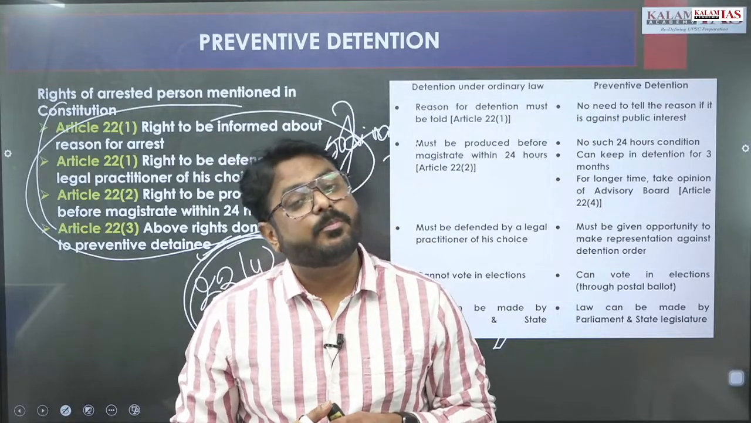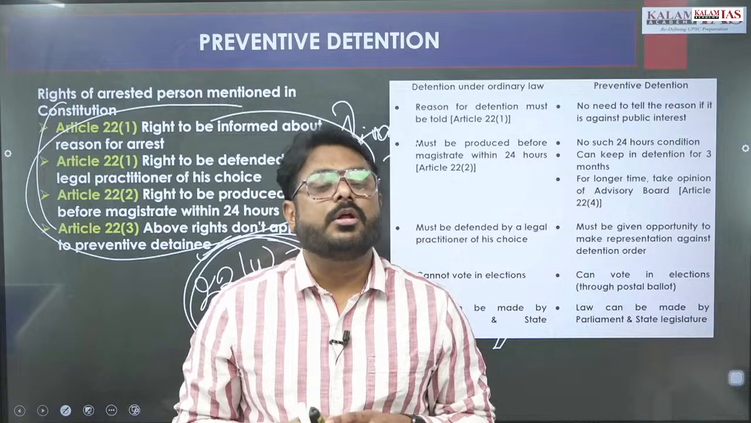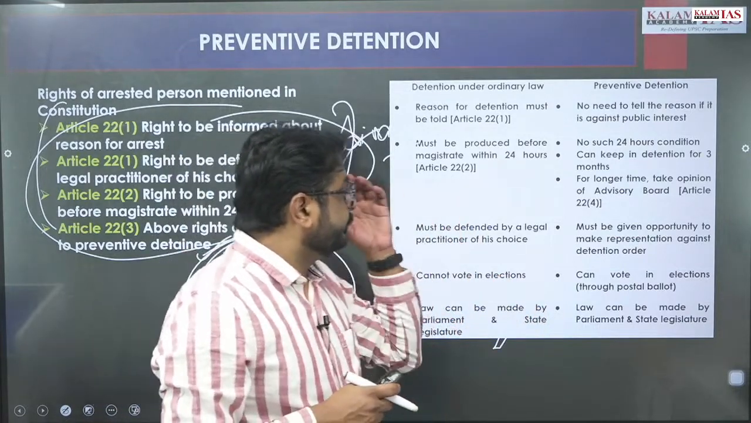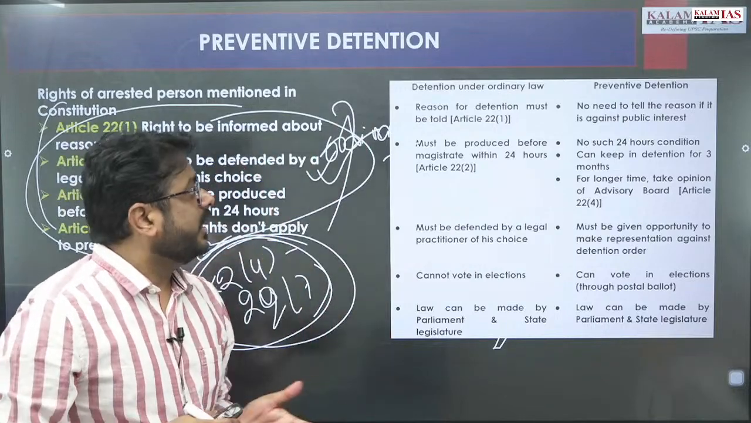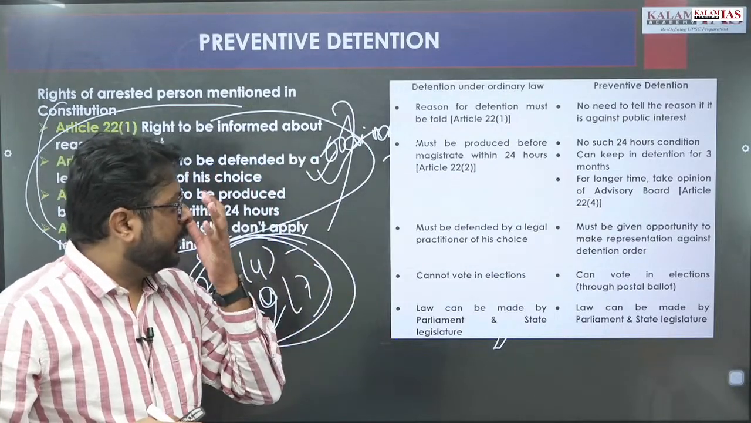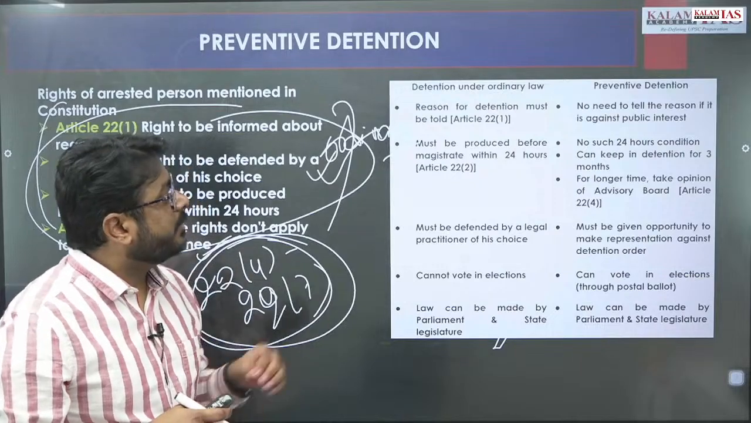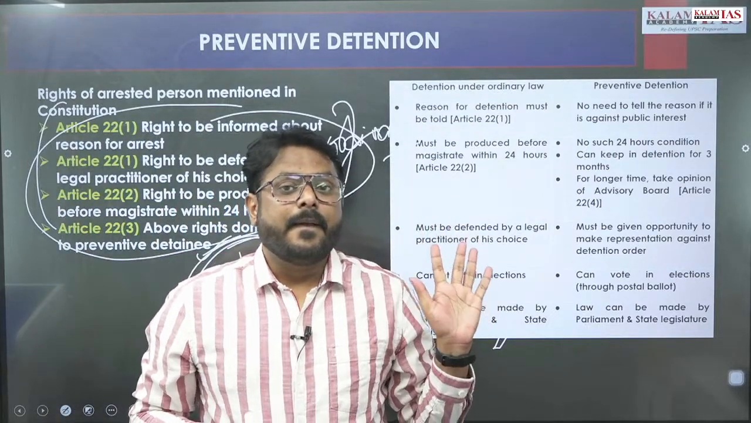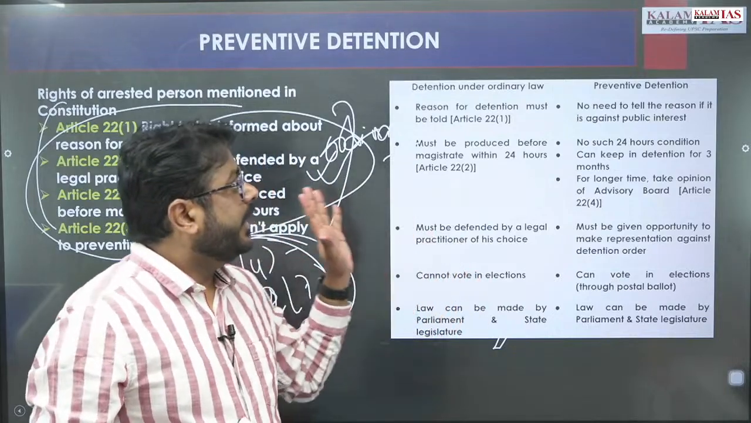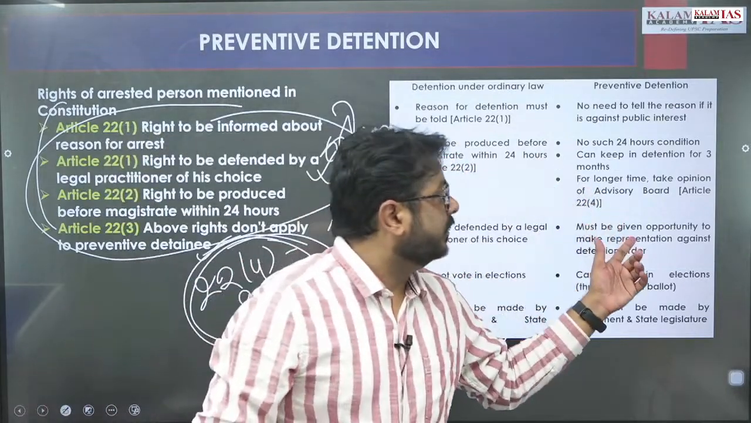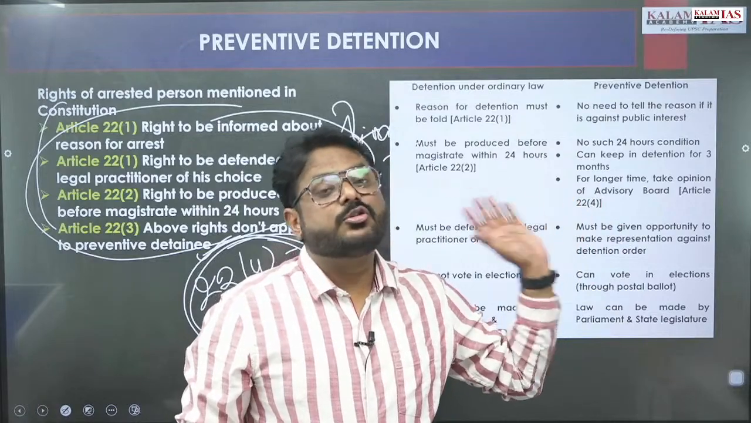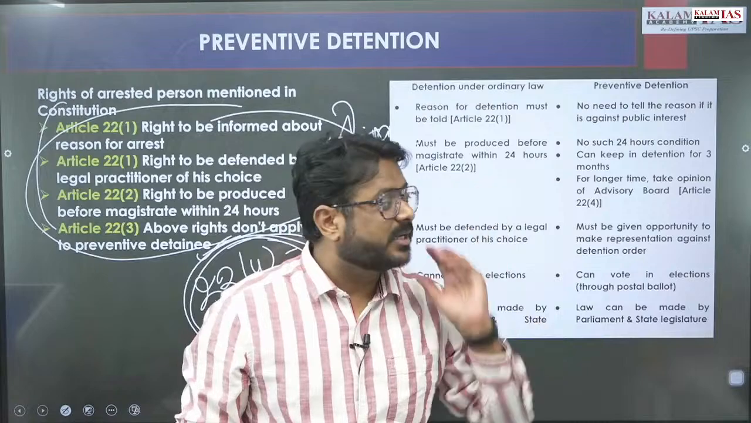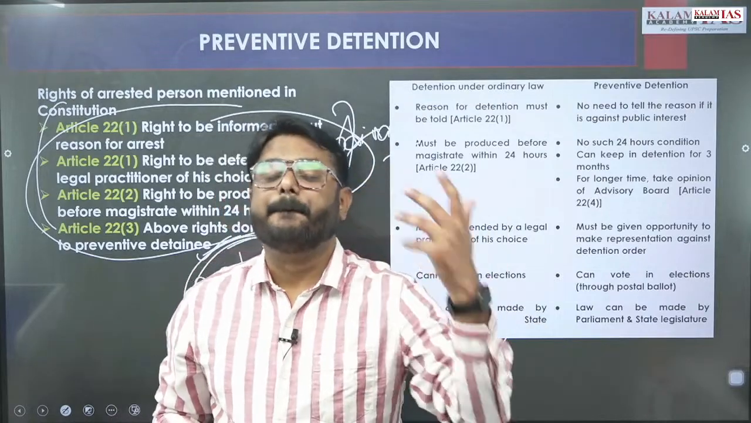A person can be put into preventive detention for 3 months, right. Under the ordinary law, if a person is detained, that person must be produced before the magistrate within 24 hours. But under preventive detention, there is no such provision of 24 hours. Once a person has been detained, that person can be detained up to 3 months.